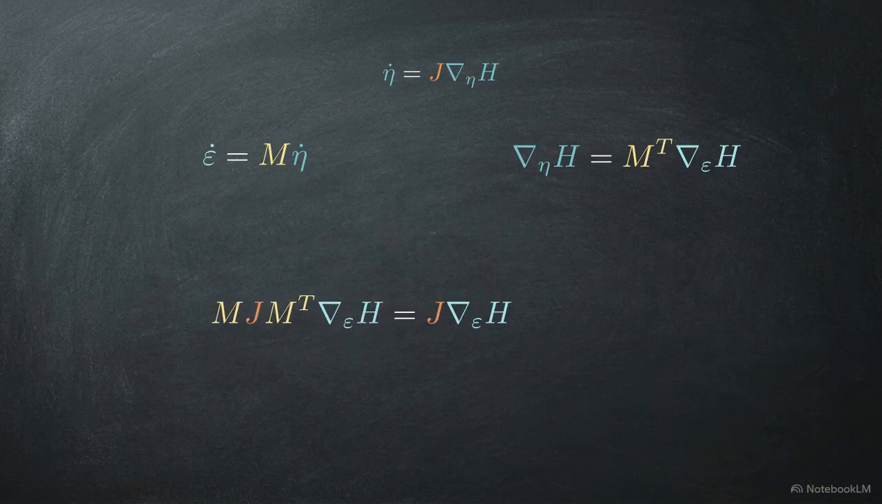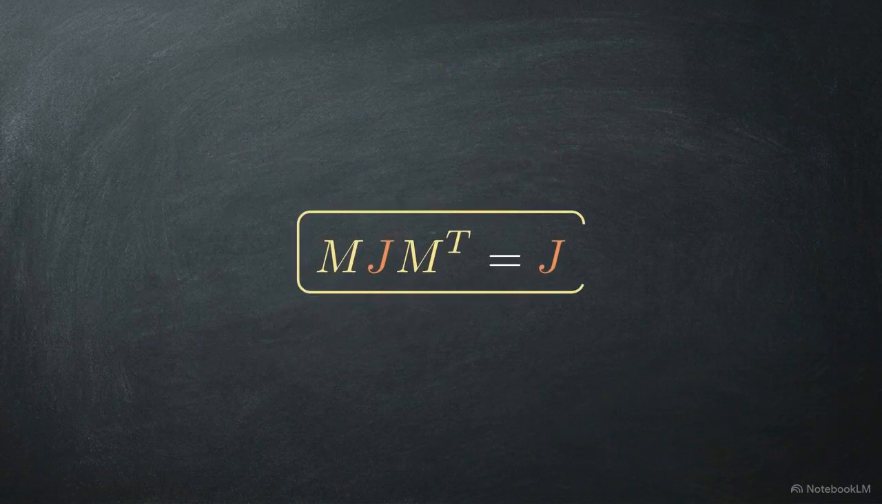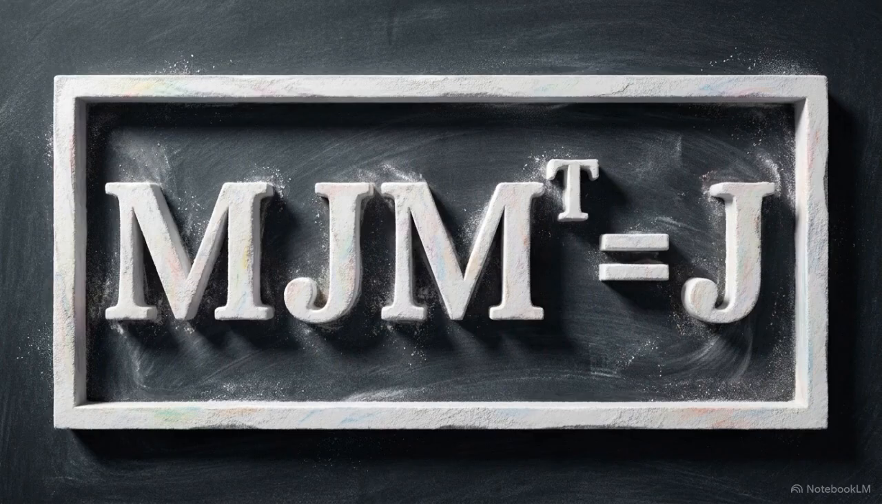As we simplify the expression, the gradients and time derivatives fall away, isolating a single requirement. M times J times the transpose of M must equal J. This is the symplectic condition. It is the strict geometric rulebook for phase space. Any transformation matrix that satisfies this equation is canonical.